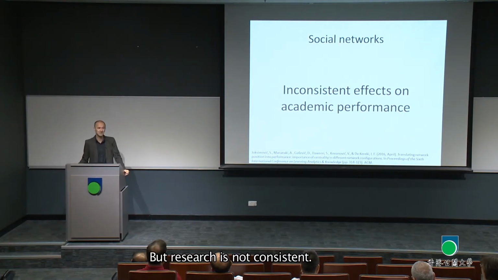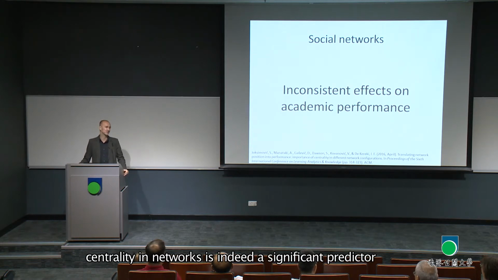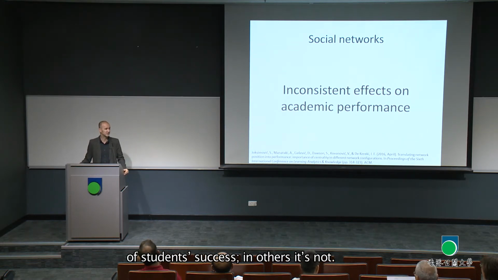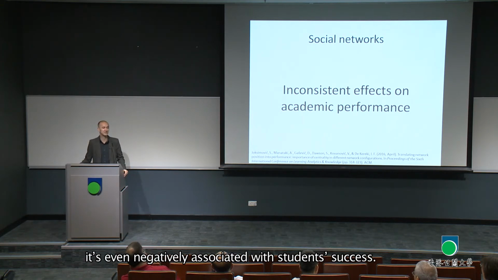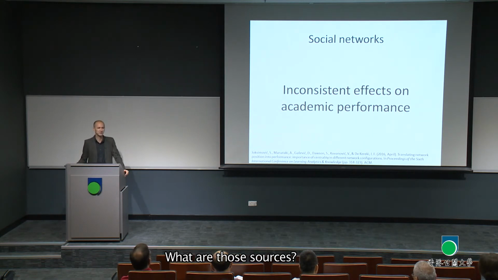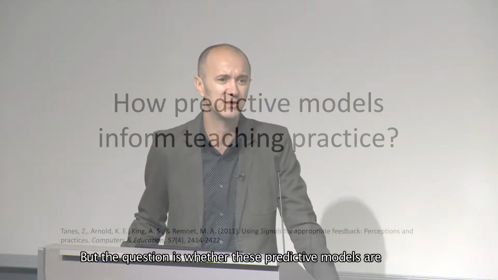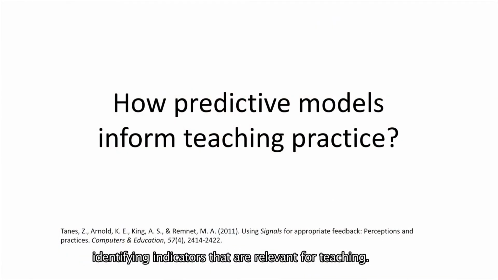But research is not consistent. In some studies, we are finding that centrality in networks is indeed a significant predictor of student success, in others it is not. And in some cases, it's even negatively associated with student success. So why is that happening? What are those sources? Another critical thing is that we are talking a lot about our predictive models. Predictive models will rule the world and they will do everything. But the question is really whether these predictive models are identifying indicators that are relevant for teaching.